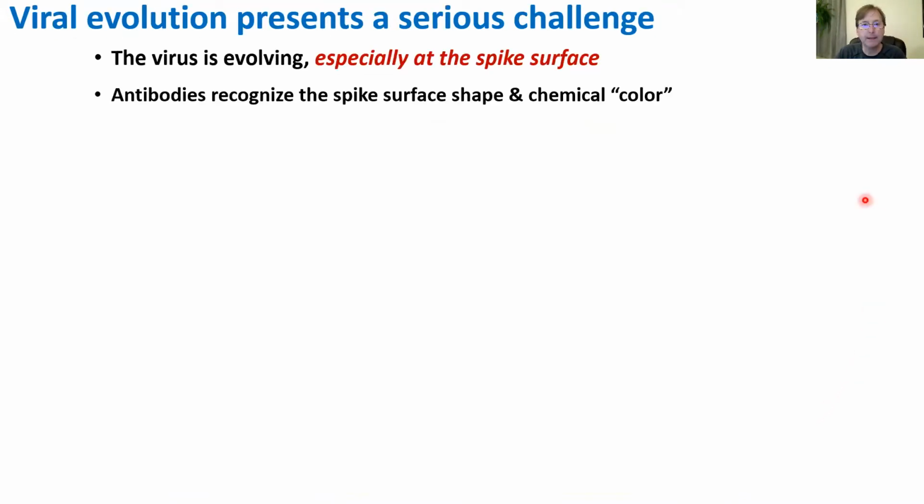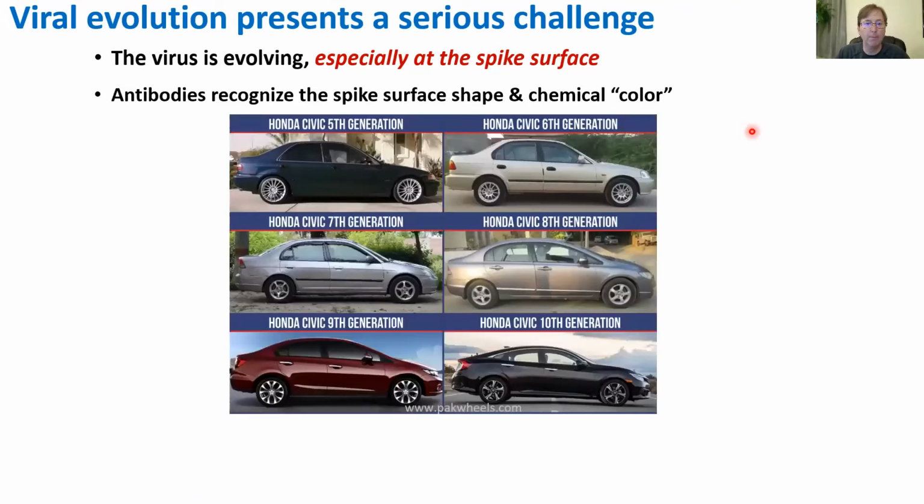The virus is evolving, especially at the surface. The surface is where antibodies bind. They are also large proteins and can only access the outer surface of the spike. And antibodies in general recognize shape and chemical color, meaning things like the charge that I mentioned on the last slide. And so you can imagine an analogy that you might be tasked with recognizing a Honda Civic.